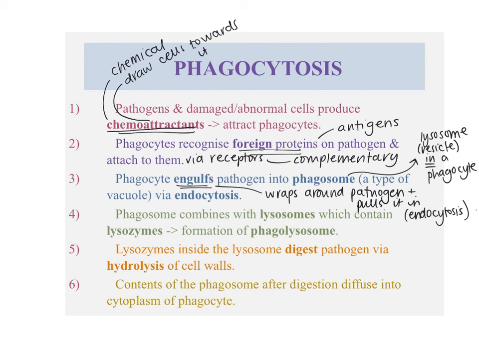Now the phagosome with the pathogen nice and included in it then binds with the lysosomes, and those lysosomes we know contain lysozymes. Together, the phagosome plus lysosome forms a phagolysosome. They've just stuck the two words together. Nothing dramatic, no major changes there.